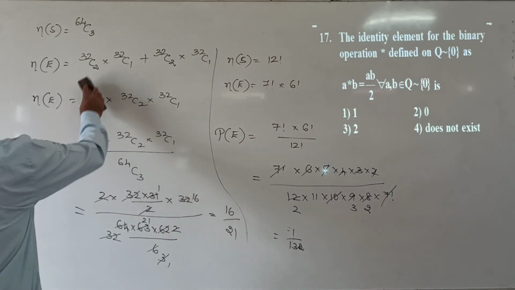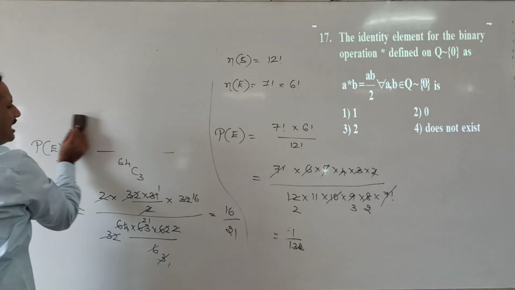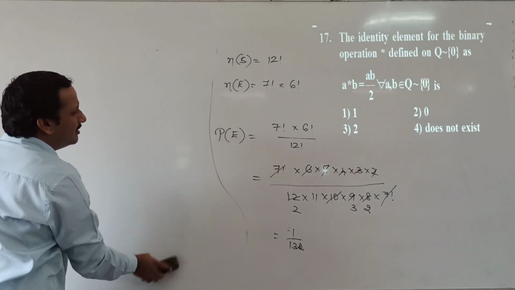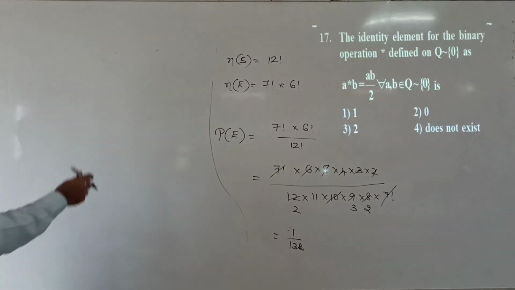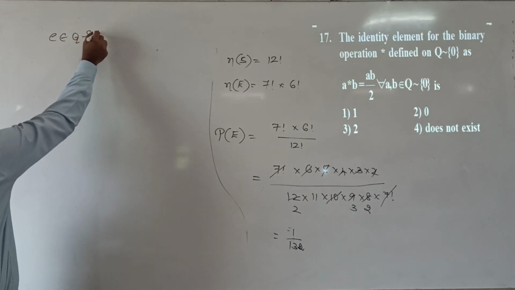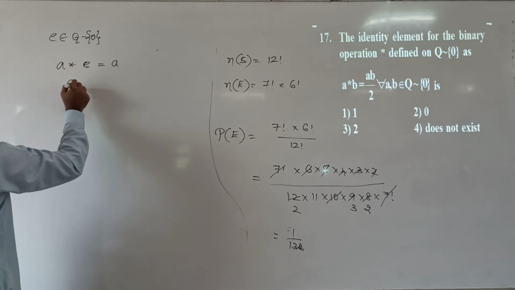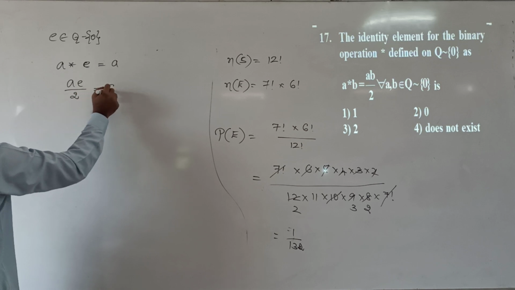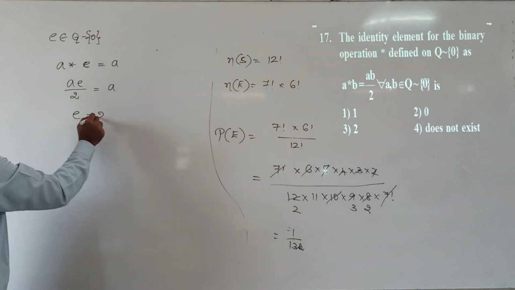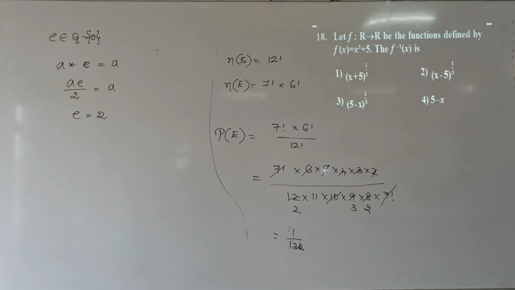17th question. The identity element for the binary operation star defined on Q minus 0 as a star b is equal to ab by 2 is very obvious, which is 2. Let e belong to Q minus 0 be the identity element such that a star e is equal to a. a star e is ab by 2 is equal to a. So a gets cancelled, hence e is equal to 2. The identity element is 2, which is the third option.